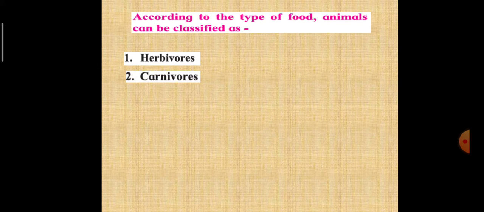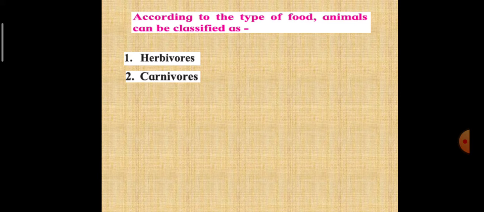The second one is carnivores. Animals that depend on other animals for their food are carnivores. Carnivores are indirectly dependent on plants for food. How? For example, if you consider a tiger, it is a carnivore. Whom is it going to take as its food for nutrition?